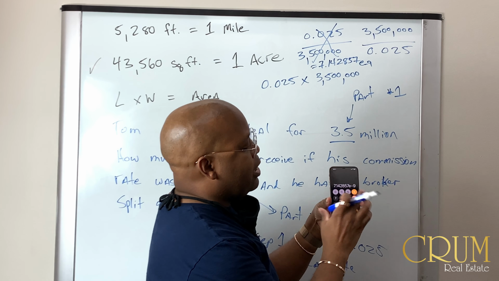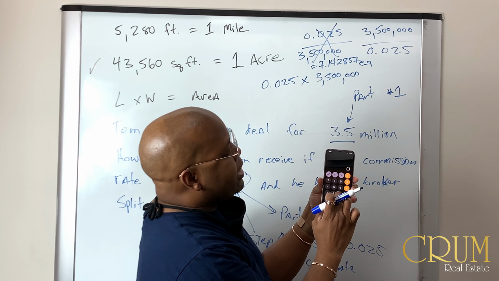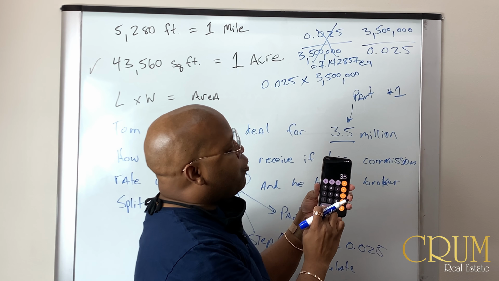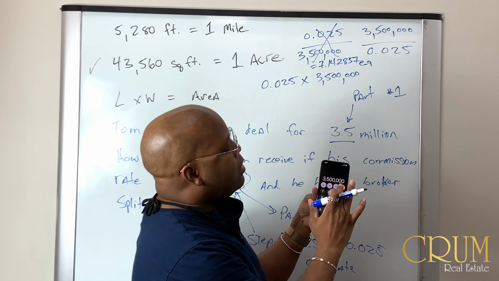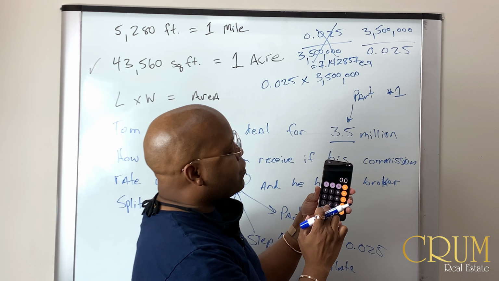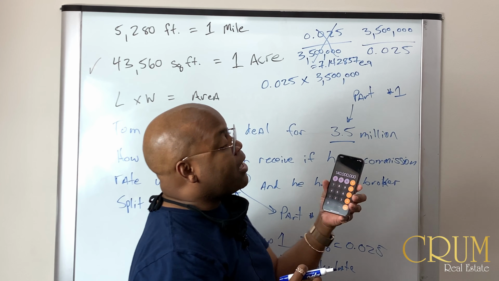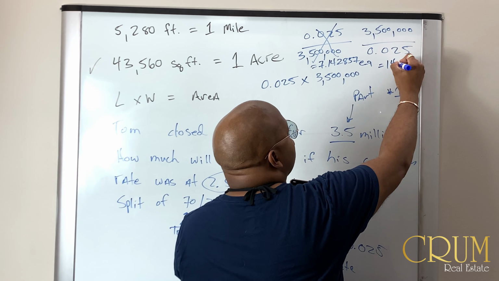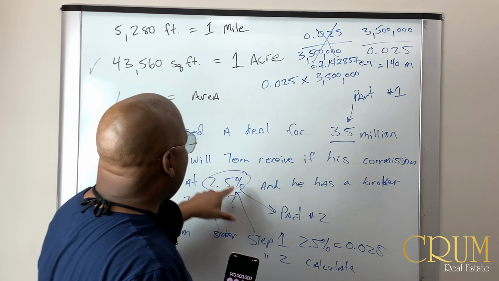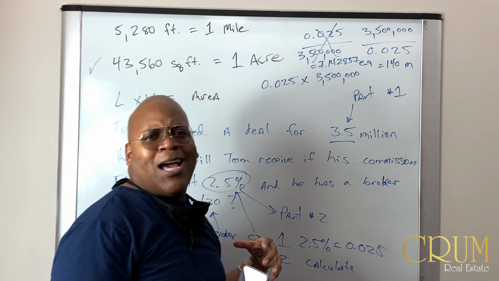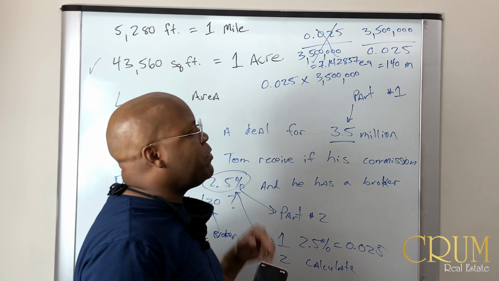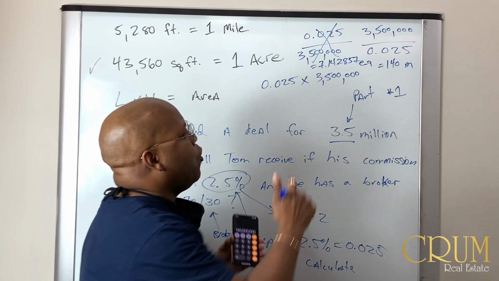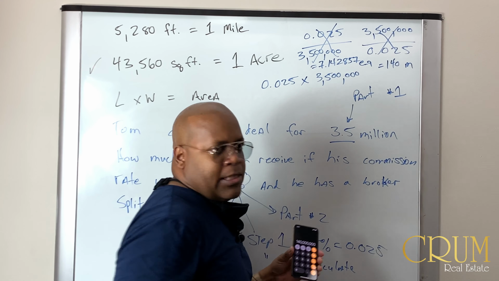Now let's clear the calculator, and let's do the opposite. Let's switch the orientation. 3.5 million divided by 0.025. That comes to 140 million. So we know it can't be 140 million. The house sold for 3.5 million. I wish I could sell a house for 3.5 million and receive a commission of 140 million. I wish. So we know it has nothing to do with division.